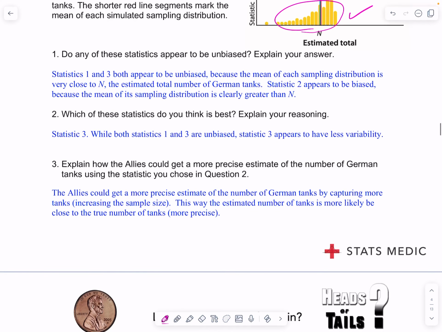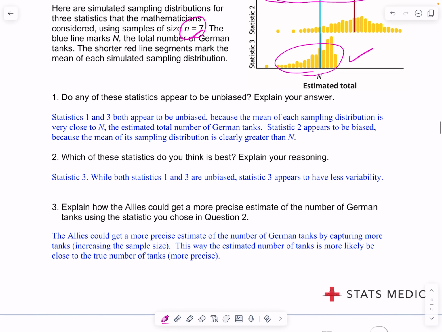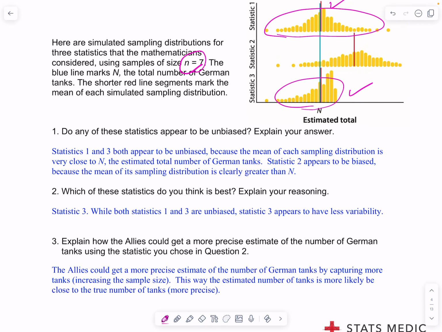So the Allies could get a more precise estimate by capturing more tanks, which would be great, increasing the sample size. The more tanks that you have, the more accurate you're going to be. All right, I hope this helped. Thank you very much.